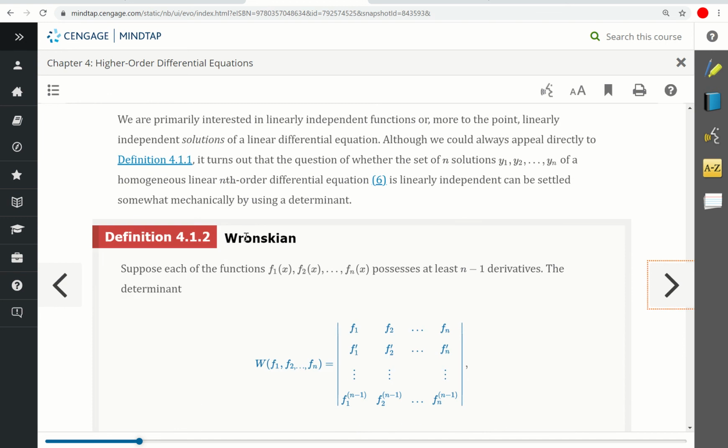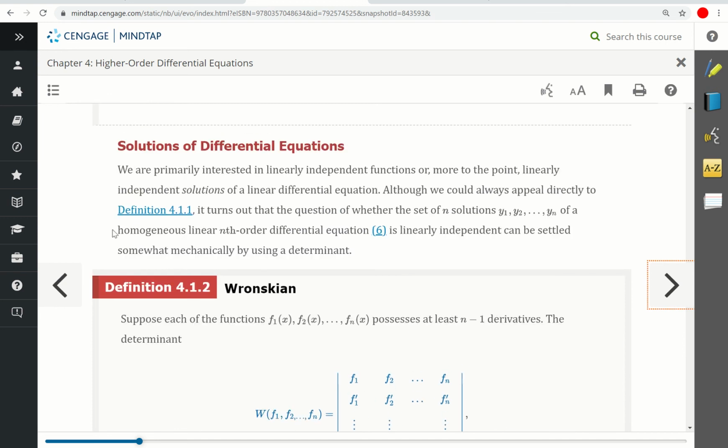And this determinant is what's called the Wronskian. So let's suppose we have, again, we're focused right now on homogeneous nth order linear differential equations, and let's suppose we have this collection of solutions, y1 through yn. The reason why we care so much about linear independence is that if this set is linearly dependent, for instance, then we could eliminate some of the solutions, and we won't have to write all of these solutions down because some of them could be obtained as linear combinations of others.